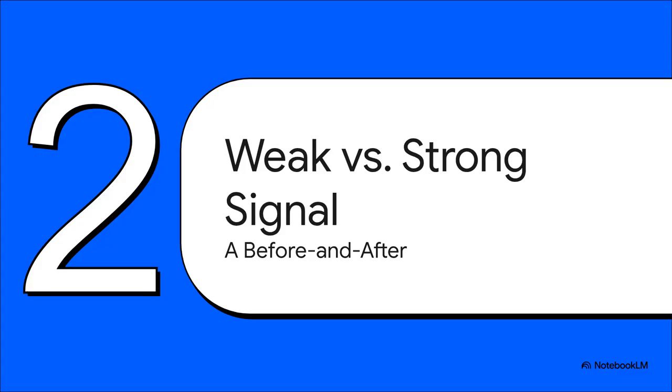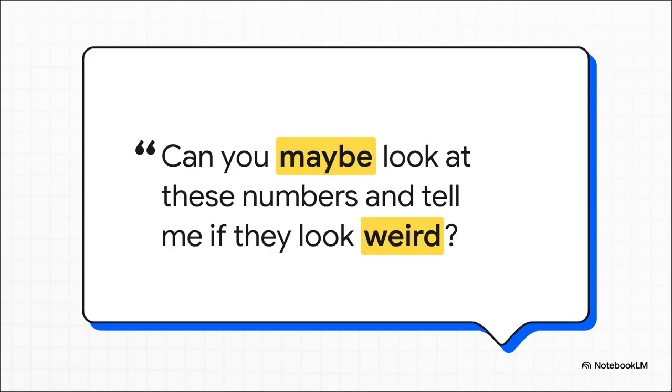Okay, let's look at a really practical example and see just how dramatic the difference is. We're going to go from a weak, fuzzy signal to a strong, crystal clear one. All right, here's a typical weak signal. It's just full of uncertainty, right? You've got maybe, you've got look weird. This kind of prompt is basically an open invitation for the AI to give you a vague opinion, probably padded with a lot of filler text, because you haven't given it a real job to do.